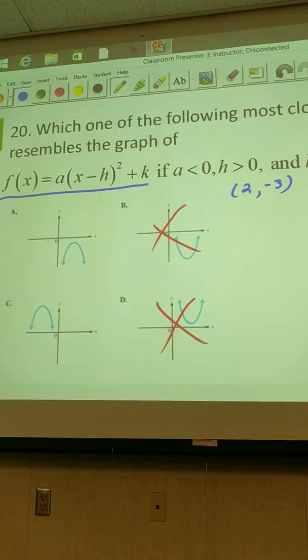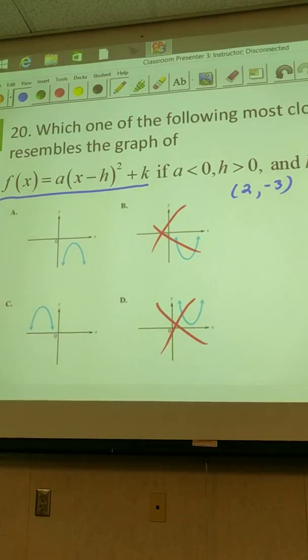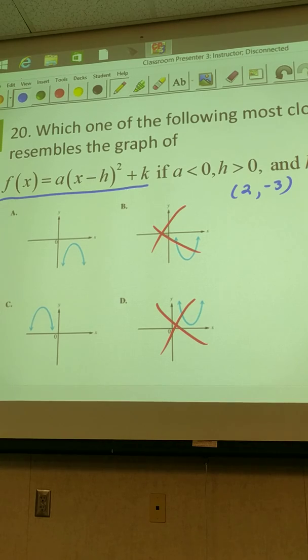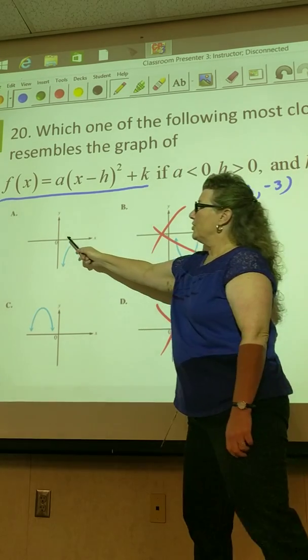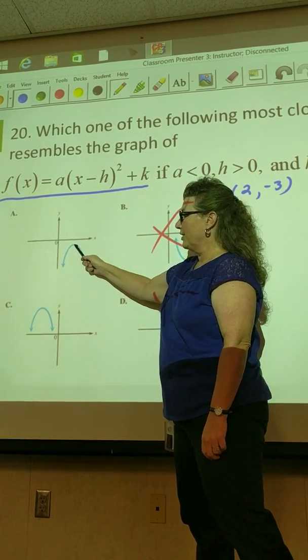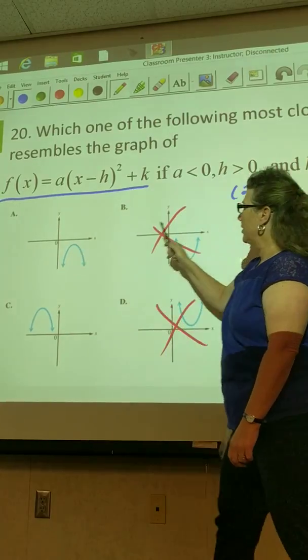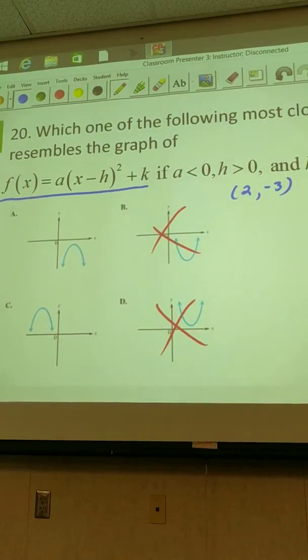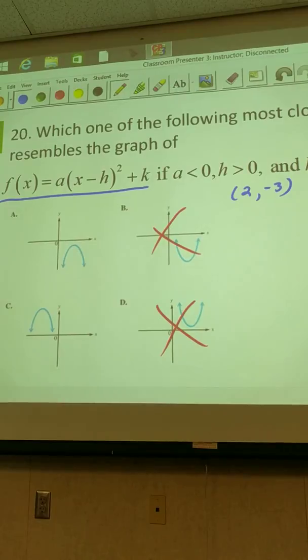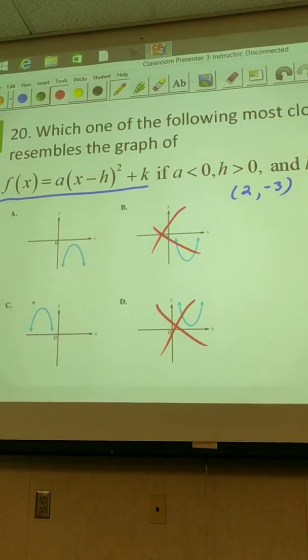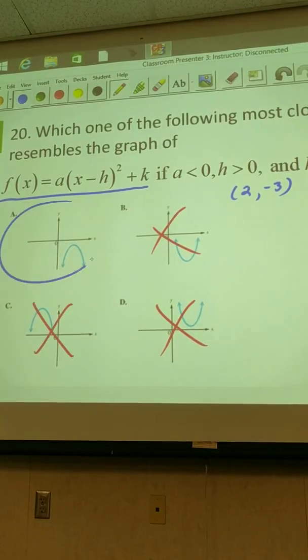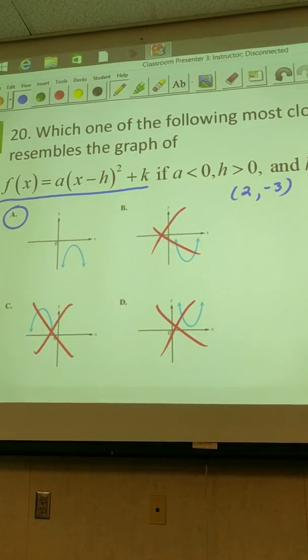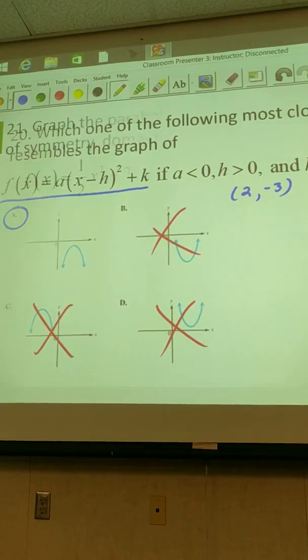So where approximately would 2, negative 3 fall on the parabola? Does A make more sense or C? A, right? Because if you go 2 over and 3 down, you would be down here. So you have to be down here somehow anyway because of the way that H and K are labeled. So our answer is A here. All right, does that make sense to everybody? All right, good. All right, well then let's graph a parabola here.